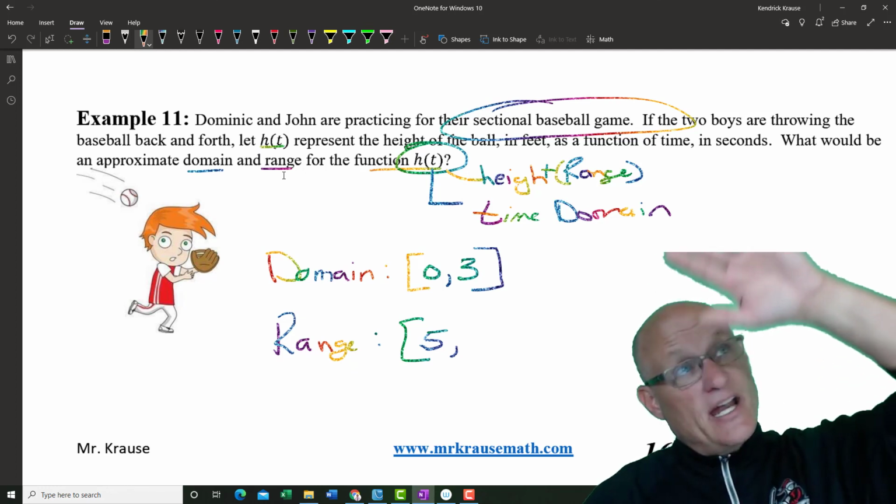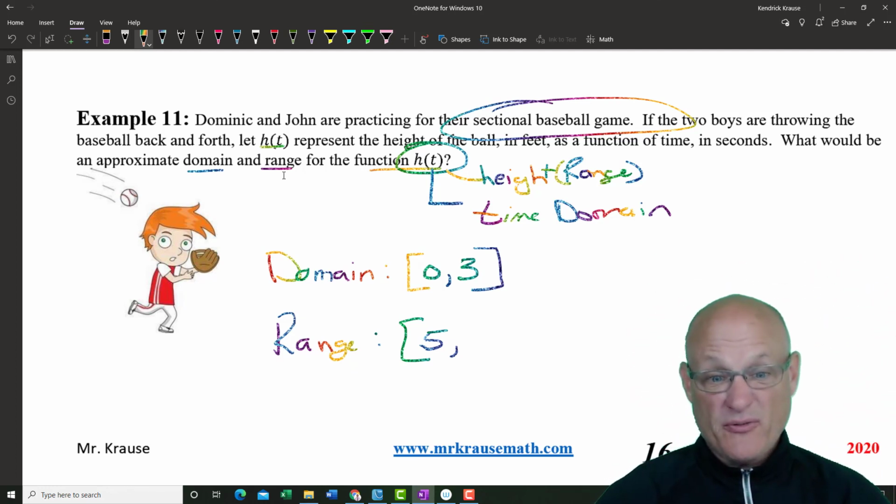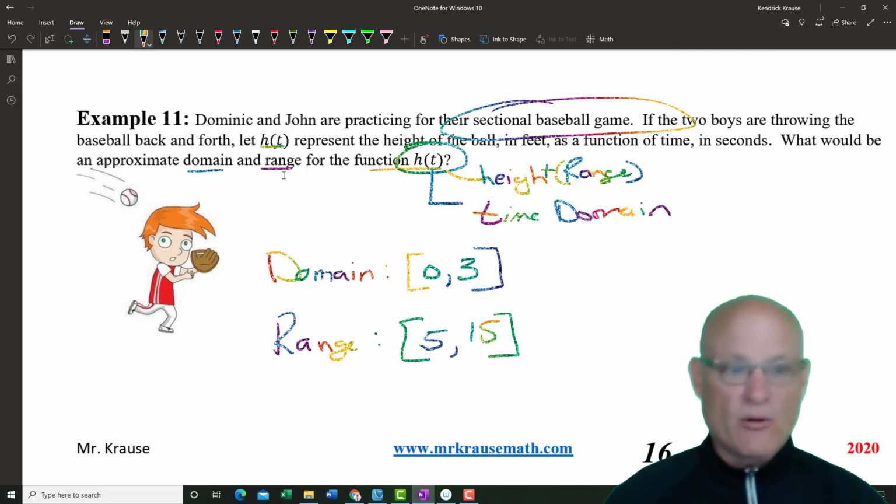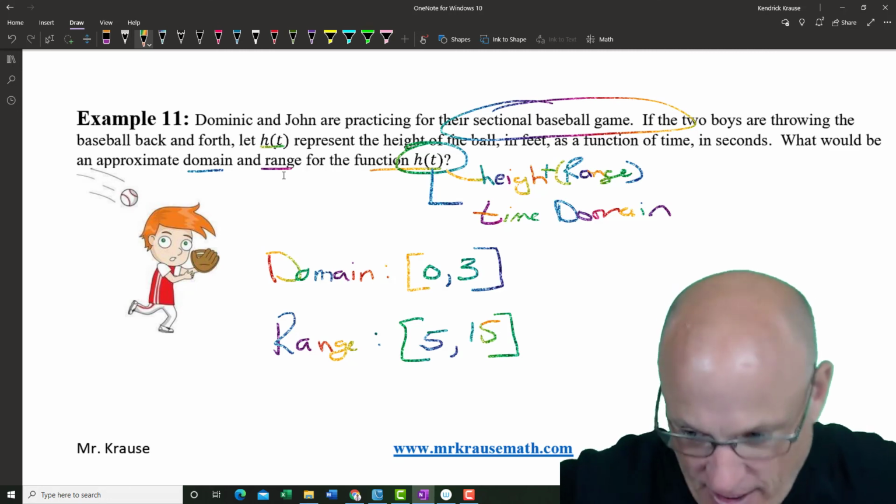If I throw it in the air and I make a nice arc, maybe it goes 15 feet in the air. I don't know. If you throw it too much arcing, I don't know. It's not 0 unless they don't catch the ball. I guess you could throw grounders at each other, but that's not really practicing catch. That's just practicing grounders. And I didn't say practicing grounders.